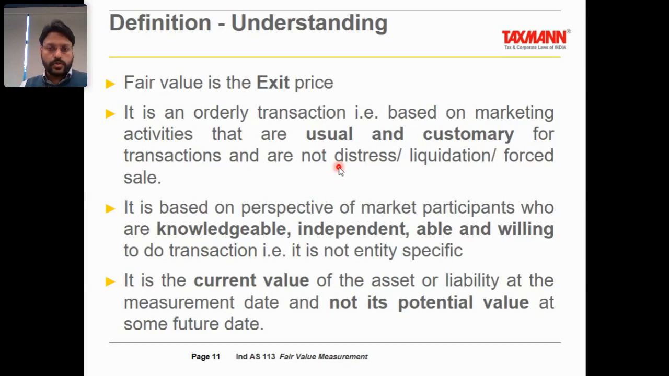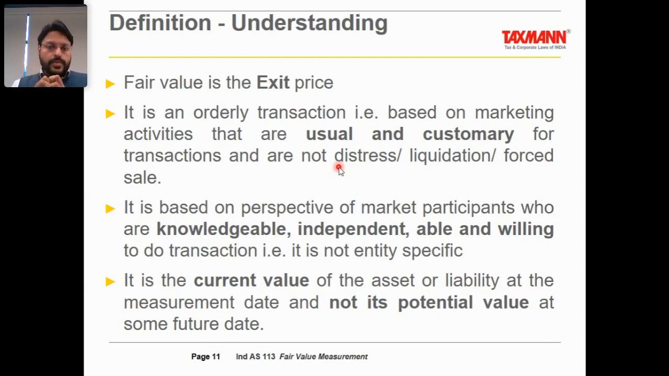Suppose the market is closed and at the closing price, the seller was asking for 2,000, but the buyer was giving 1,999 only. Then 2,000, that is the ask price, would be considered for measuring the fair value. So because of the exit price we use, or a different mechanism, if there is a big gap between the bid and ask, certain averages or mean can be taken. It is an orderly transaction that is based on marketing activities that are usual or customary for transactions and are not distress, liquidation, or forced sale.